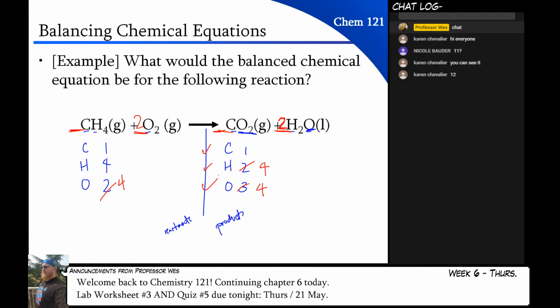would observe in nature. If I take 1 methane molecule and 2 oxygen molecules, I will make a CO2 molecule and 2 water molecules. So that's how you balance equations. That's the inventory way to do it.